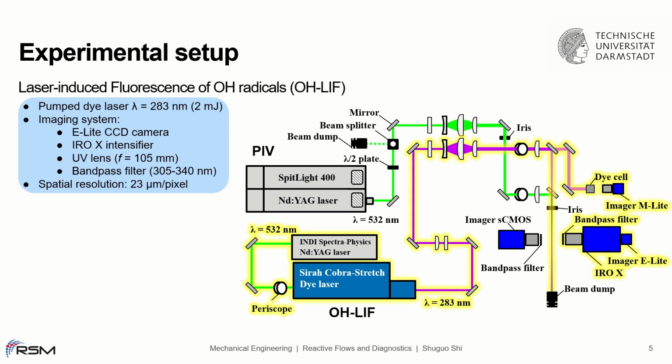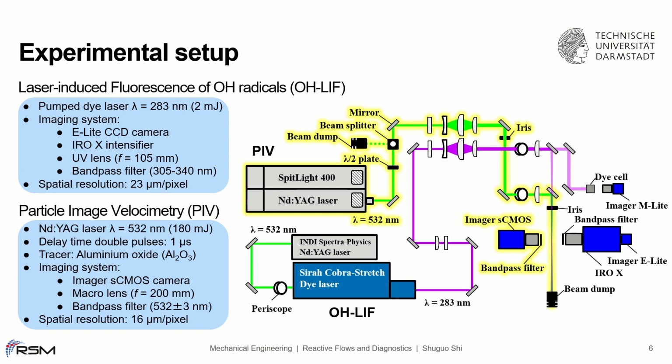Laser-induced fluorescence of OH radicals was used to visualize the macroscopic flame structures. The experimental setup is highlighted on the right side. A dye laser was pumped by a frequency-doubled Nd:YAG laser to generate an excitation beam with a wavelength of 283 nanometers. The LIF signals of the OH radicals were imaged by a CCD camera equipped with an intensifier, a UV lens, and a bandpass filter. The spatial resolution is 23 micrometers per pixel.